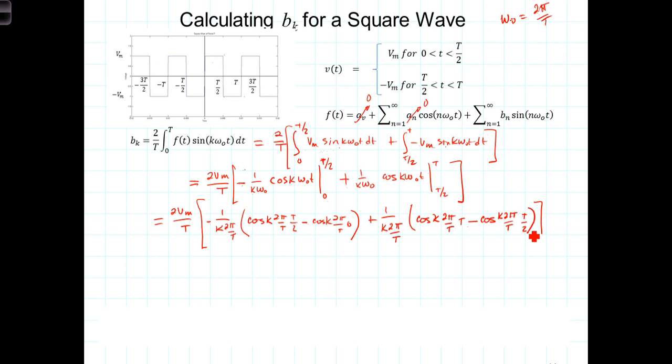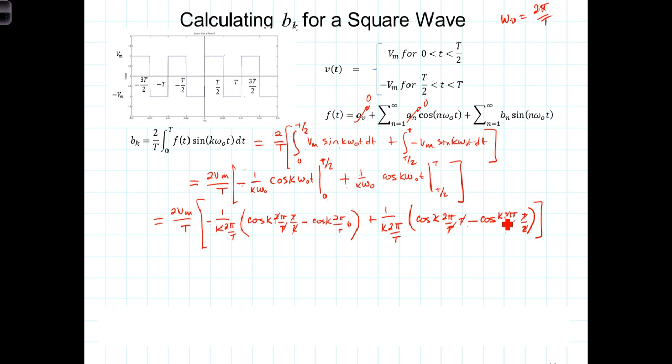Now we've got some canceling that we can do. This T cancels that T. That 2 cancels that 2. The cosine, this is just the cosine of 0. In here I've got a canceling of that and that. This T cancels that T. This 2 cancels that 2.